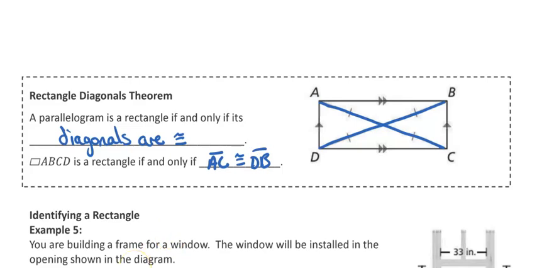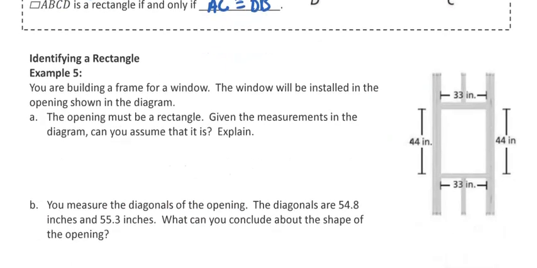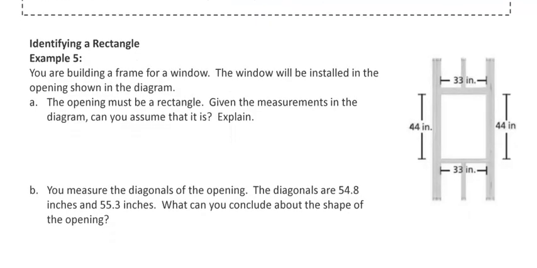So let's look at identifying a rectangle. You are building a frame for a window. The window will be installed in the opening shown in the diagram. The opening must be a rectangle. Given the measurements in the diagram, can you assume that it is? Okay, so first of all, opposite sides are congruent, but that only tells me it is a parallelogram.